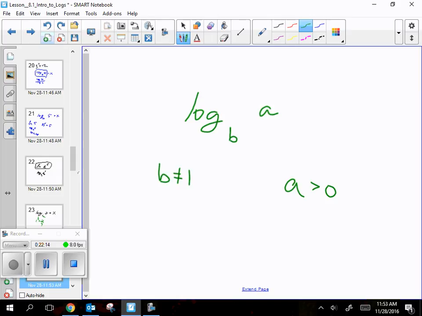And what else? B also has to be bigger than 0. If I never said it, it's true. Both of them have to be positive. That has to be positive, that has to be positive, and that can't be 1. Those are the rules. So how could that ever come up in a math question?